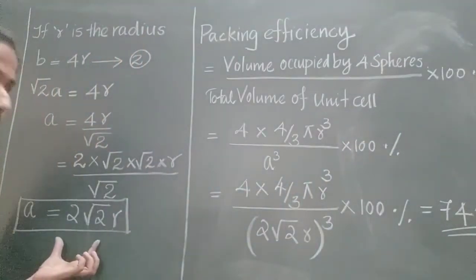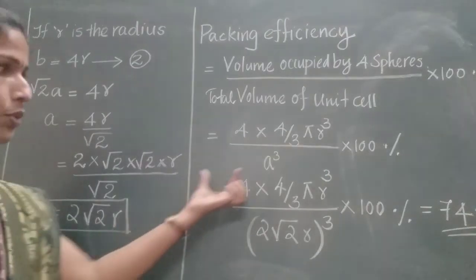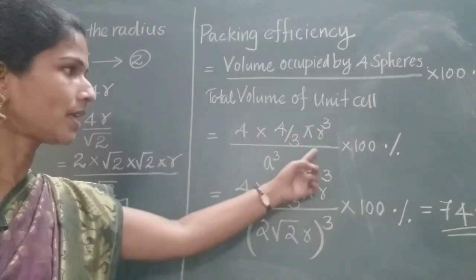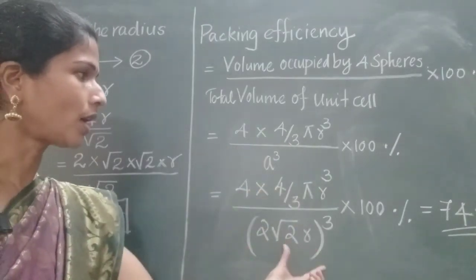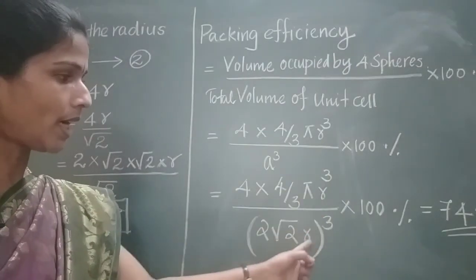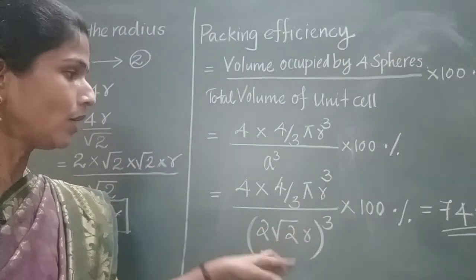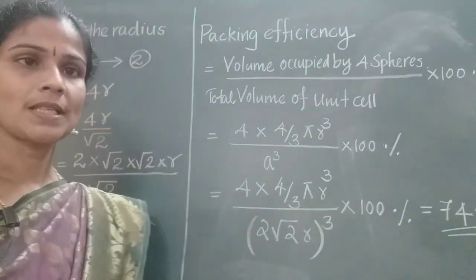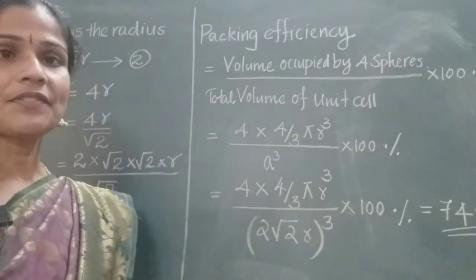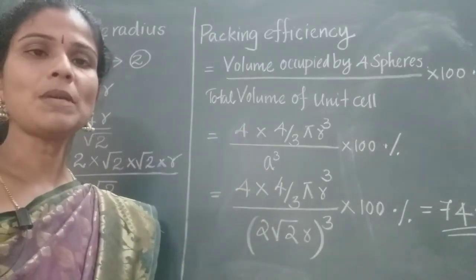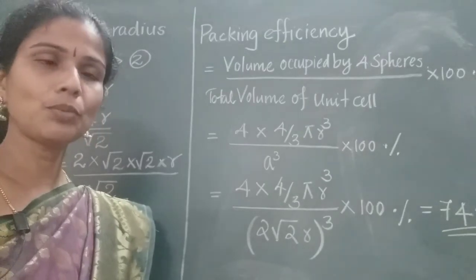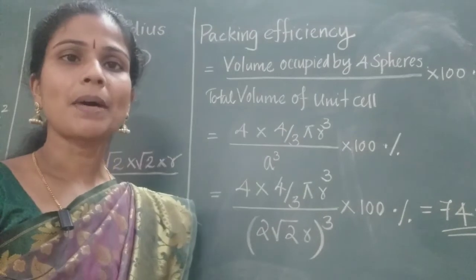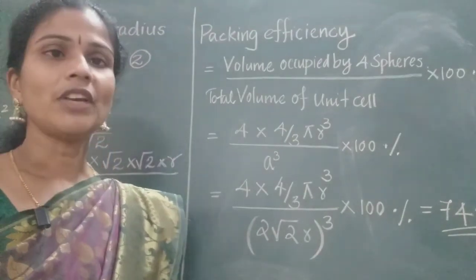Then substitute the value of a. You know a is equal to 2 root 2 r. Instead of a we can write 2 root 2 r. Then 4 into 4 by 3 pi r cube divided by 2 root 2 r the whole cube. Then r cube and r cube get cancelled here. On solving this value we get 74%. So the packing efficiency of this FCC lattice or HCP or CCP lattice is 74%. That means out of 100, 74% is filled by particles and the rest is vacant space.